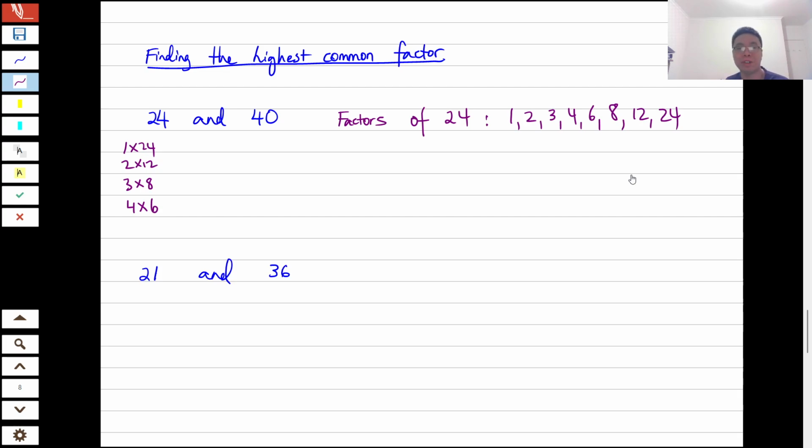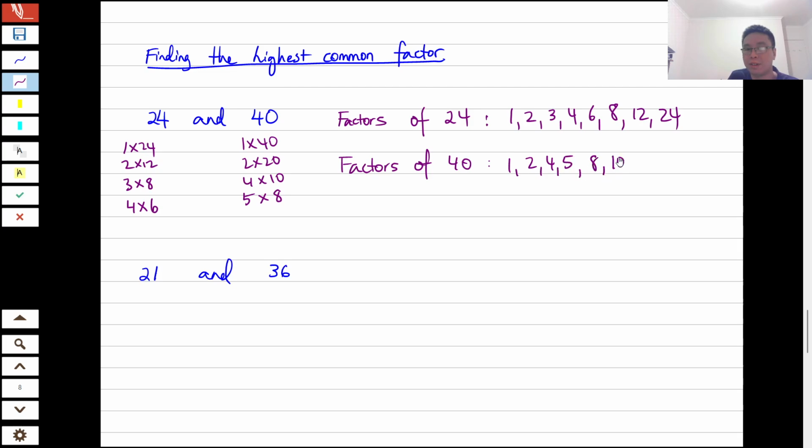Okay, and now we'll do the same thing for the number 40. So how can I make the number 40 with multiplication? Well, I can do 1 times 40, 2 times 20, 4 times 10, and 5 times 8. There are no other ways. So the factors of 40 are going to be 1, 2, 4, 5, 8, 10, 20, and 40.